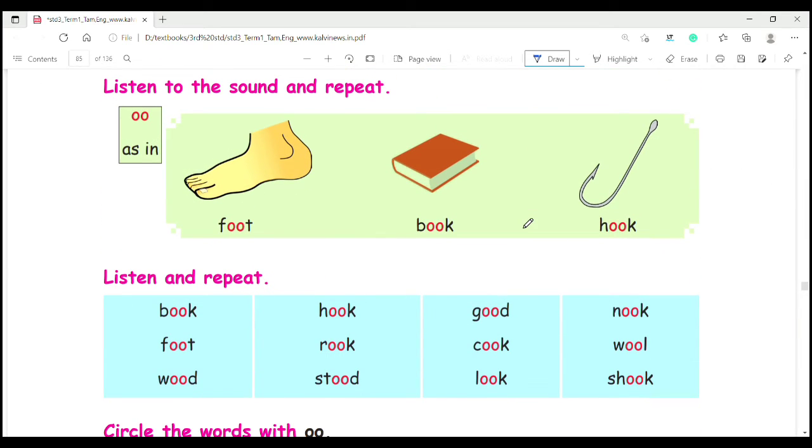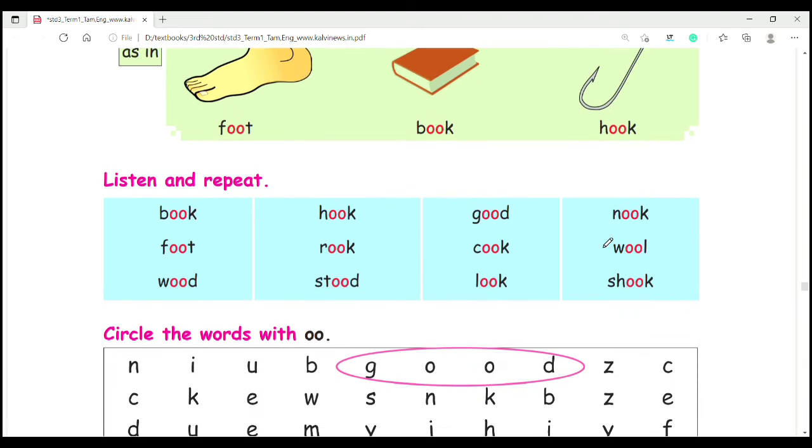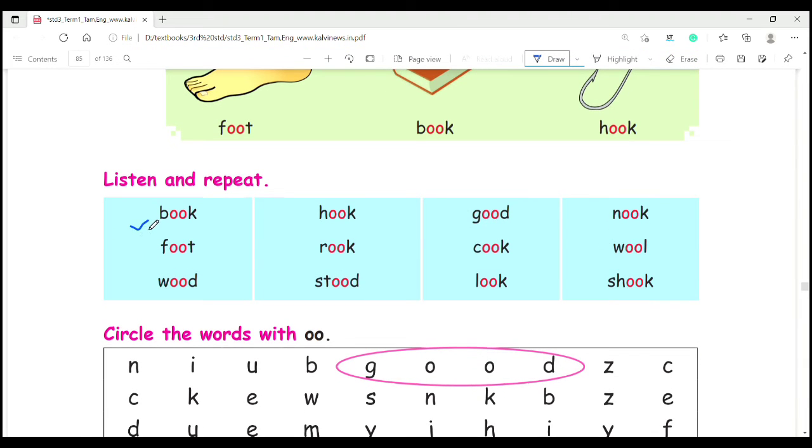Listen to the sound and repeat. So here the sound is oo. Oo as in. So what's the first word? The first word is foot. The middle sound should be oo. Foot. Second word is book and hook. Now listen and repeat with me. Book, foot, wood, hook, rook, stood, good, cook, look, nook, wool, shook.